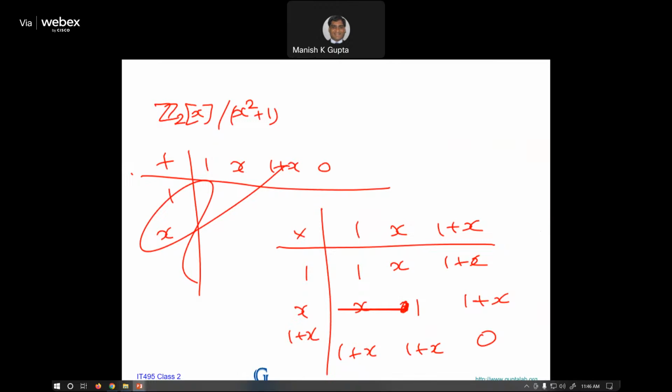With respect to addition, you will have 0 also. You can add, make a table. With respect to multiplication, you will see I am getting an element 1 plus x. When you multiply with 1 plus x, both are non-zero, but when you multiply, you will get 1 plus x square, but 1 plus x square is equal to 0 because x square plus 1 is equal to 0.